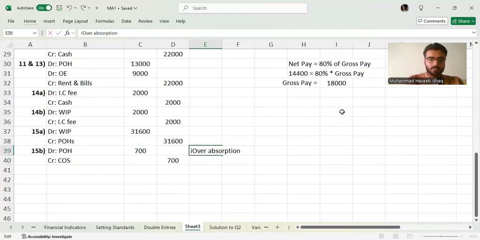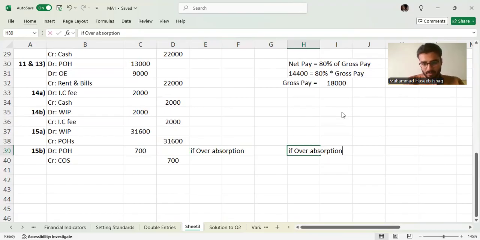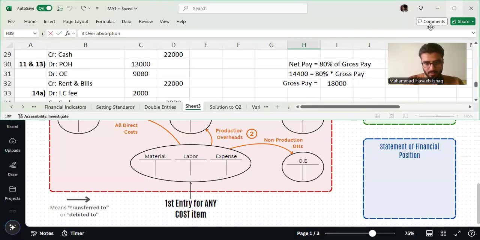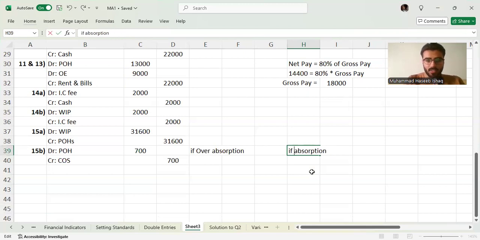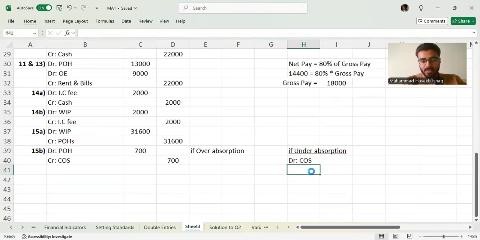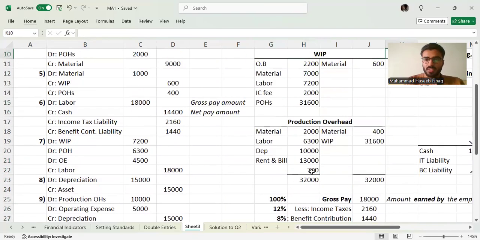If under absorption, I can just write this entry here. If overheads are under absorbed, then the double entry will be debit cost of sales, because we have now increased our expense. We have recognized the expense in the cost of sales account. So our expense has increased, and it is coming from the production overhead account. This is the double entry if under absorption has occurred. Under absorption would be shown on the credit side of the production overhead account, so the balance would come here rather than this side.